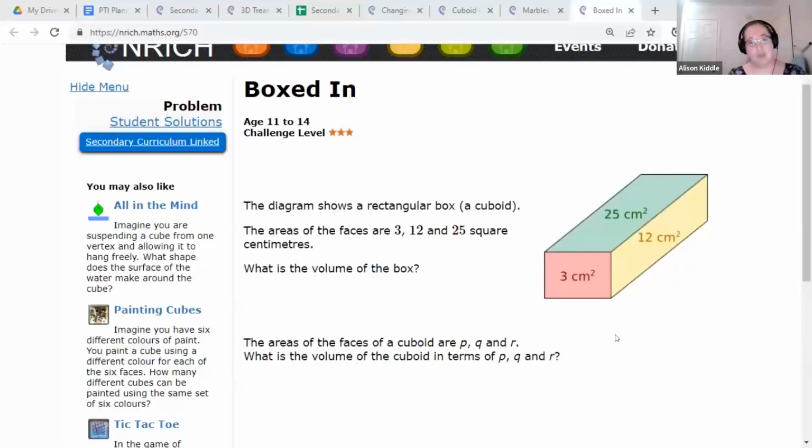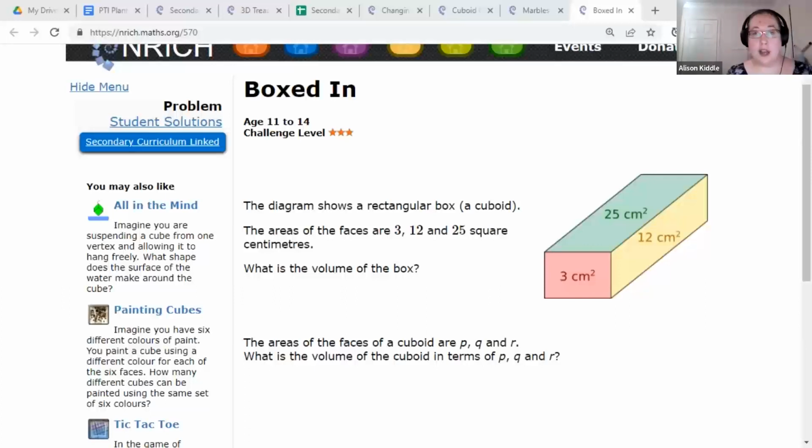And the second part of this question, the areas of the faces of a cuboid are P, Q, and R, work out the volume in terms of P, Q, and R, gives a little bit of insight into one method that you can use in order to solve not just this problem, but all problems like it.